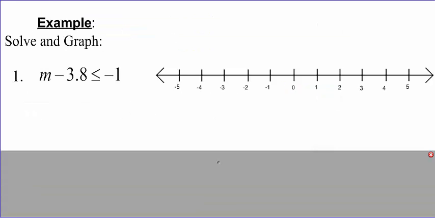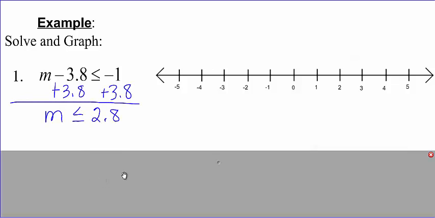Solving an inequality expression is done the same way as solving an equation. So in this case, m minus 3.8 is less than or equal to negative 1. So I want to solve for the variable m. I do that by adding 3.8 to both sides of the inequality. So then you get m by itself on the left. M is less than or equal to 2.8.